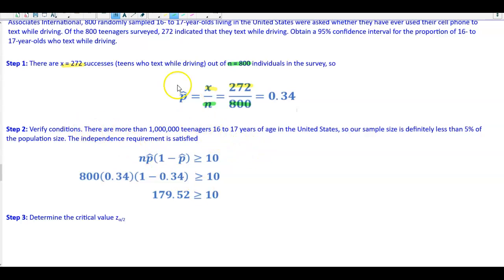Now we need to verify the fact that n, or the sample size, is less than 5% of the population. Now, we know that there are more than 1 million teenagers 16 to 17 years of age in the United States. So that means if we took 800, which is our sample size, we would know that it's going to be less than or equal to 5% of the million teenagers. So therefore, we would say that 800 is going to be less than that 50,000. So our sample size is definitely less than 5% of the population size. Therefore, the independence requirement is satisfied because of these two.